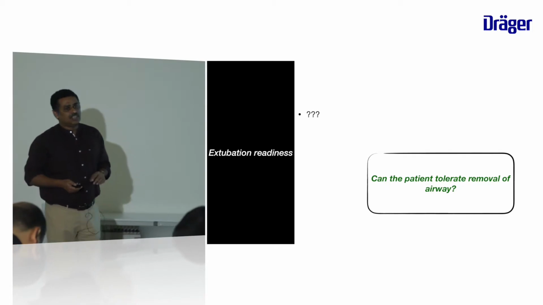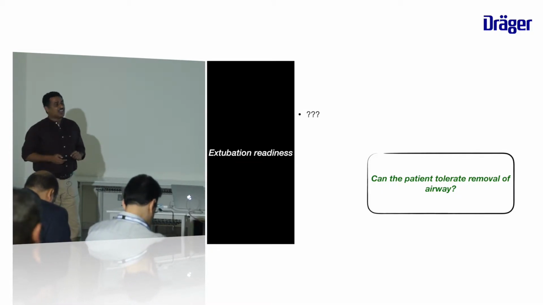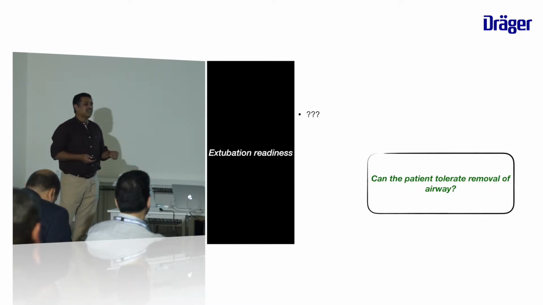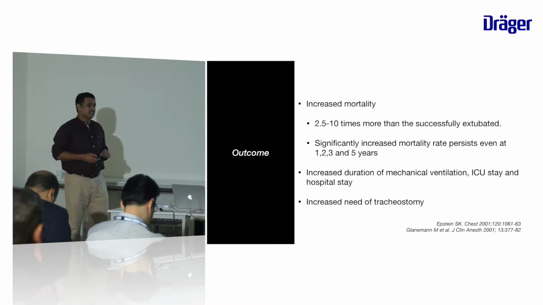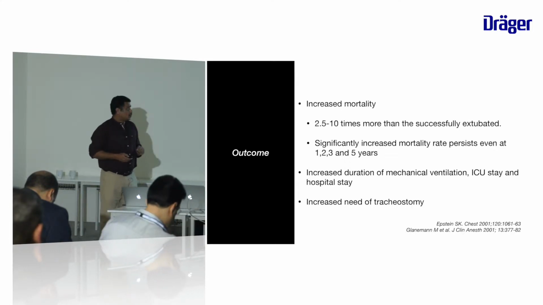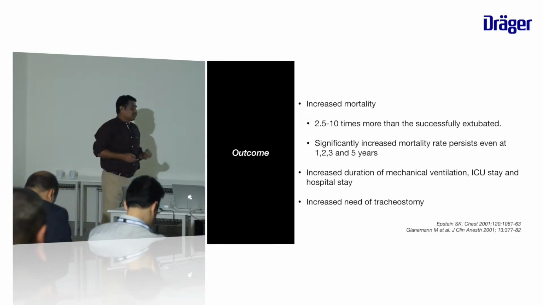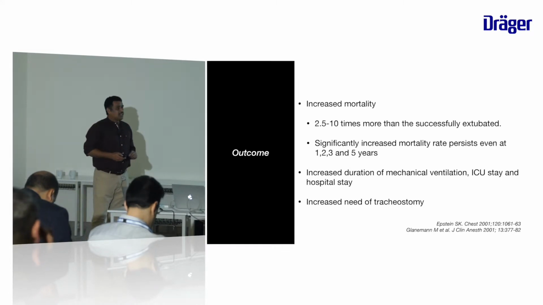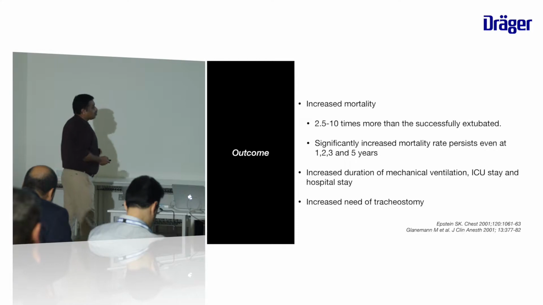But regarding extubation, we never consider extubation as a separate process. Just after weaning, you just pull out the tube. That is what we consider. So we need to consider extubation as a separate process. Why? It increases the mortality by 2.5 to 10 times when compared to a successfully extubated patient, and the mortality rate persists even up to 5 years when the patient has an extubation failure. In addition, it increases the duration of ICU stay, increases tracheostomy, and increases the hospital cost.